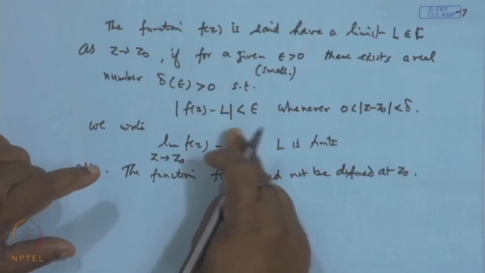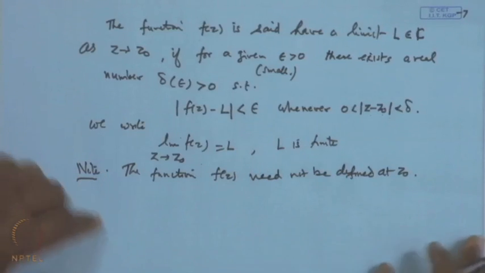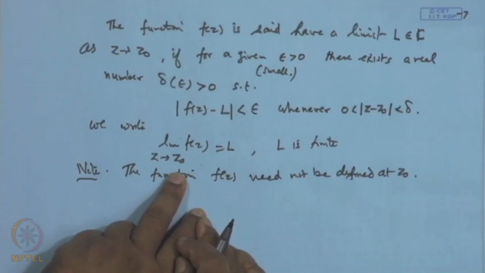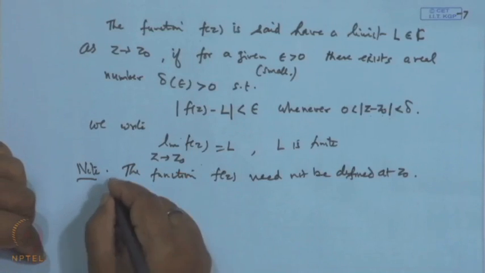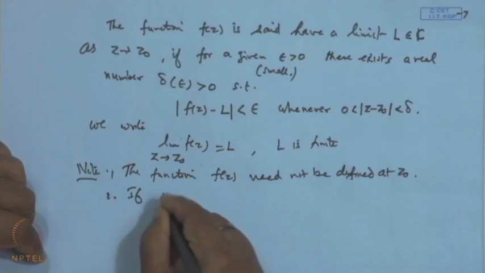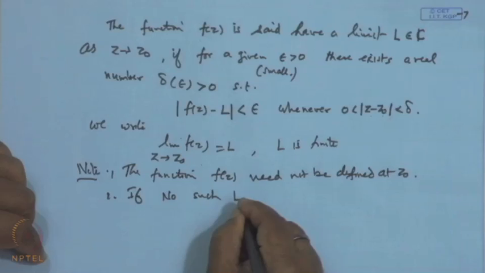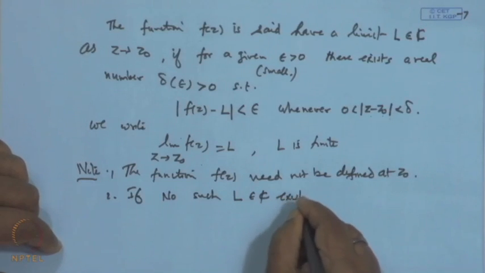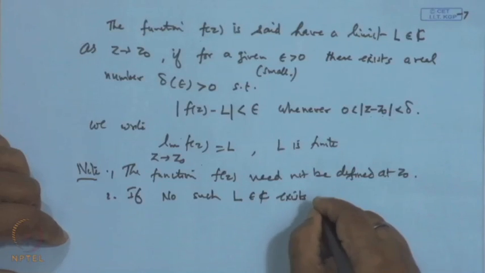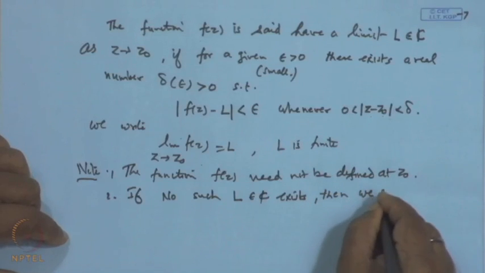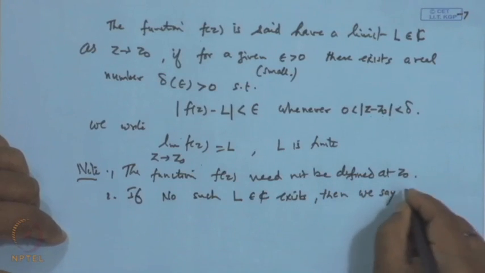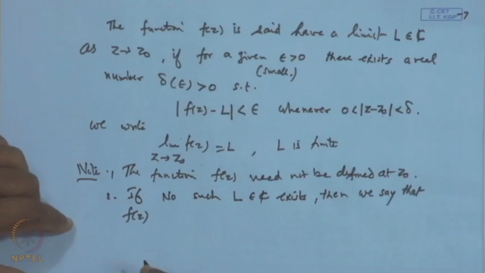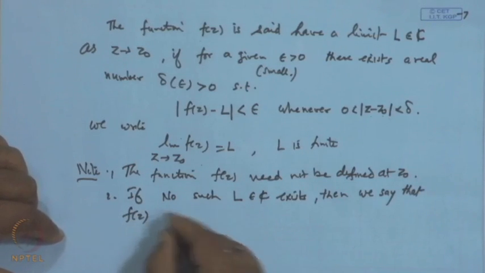Now, if this limit does not exist, that is, if no such L which is in C exists, then we say that the function f(z) has no limit.